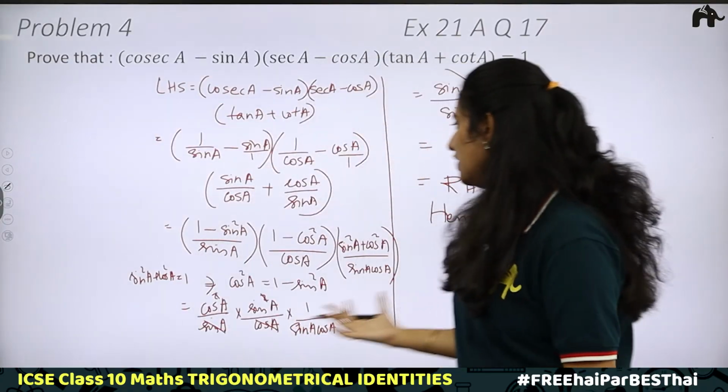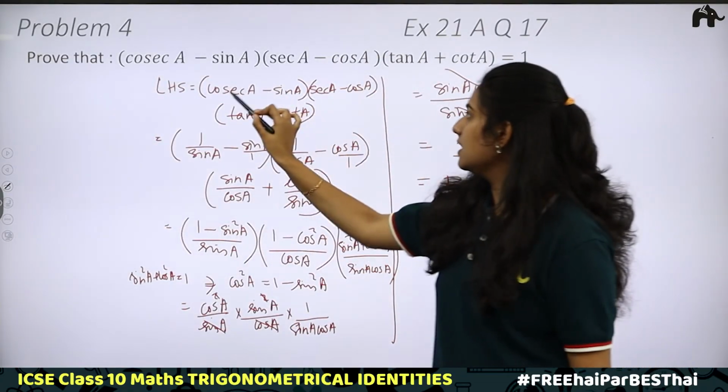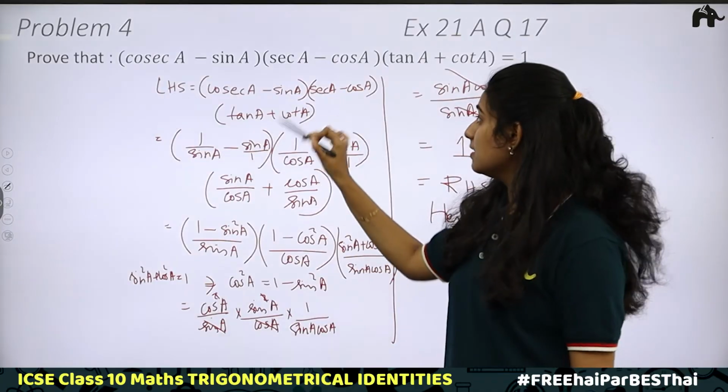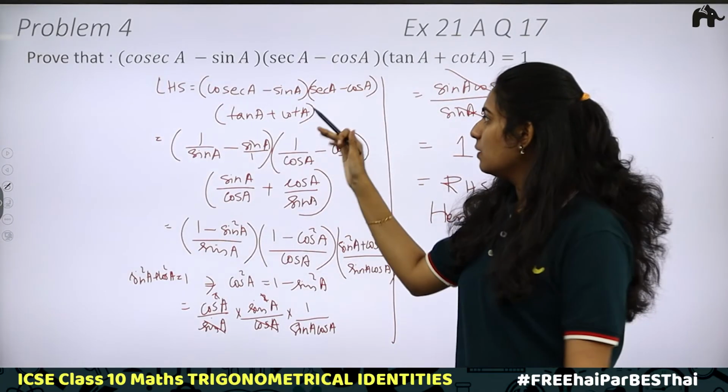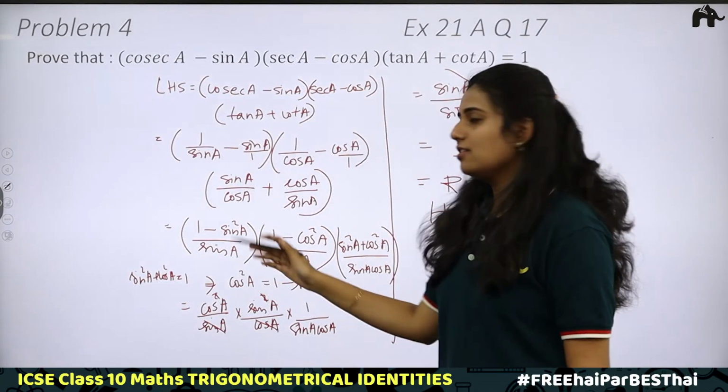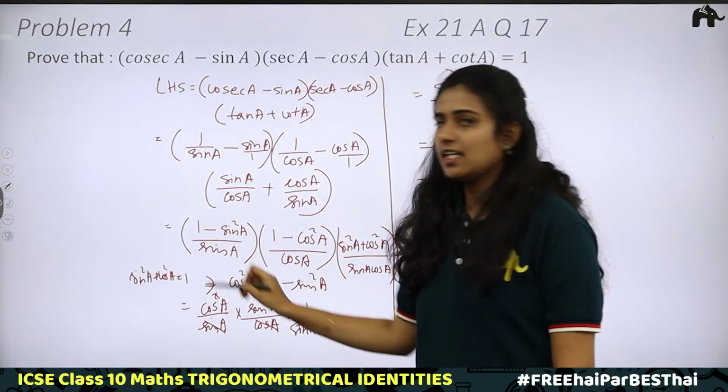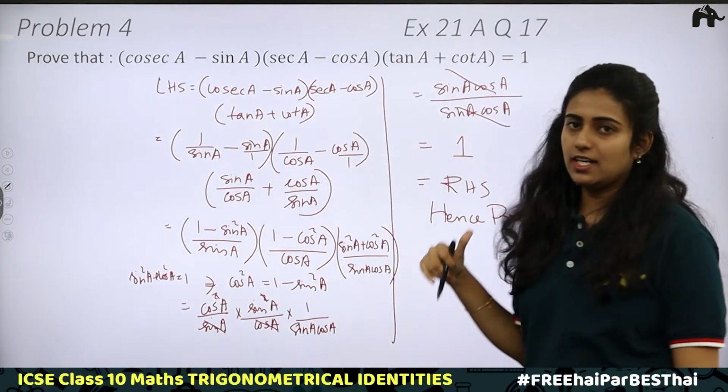Okay. This is also very easy. We are just converting cosec, sec, tan and cot in terms of sin and cos. In most questions, we will be doing the same. After that, on rearranging and using the identity, we will get the required result.